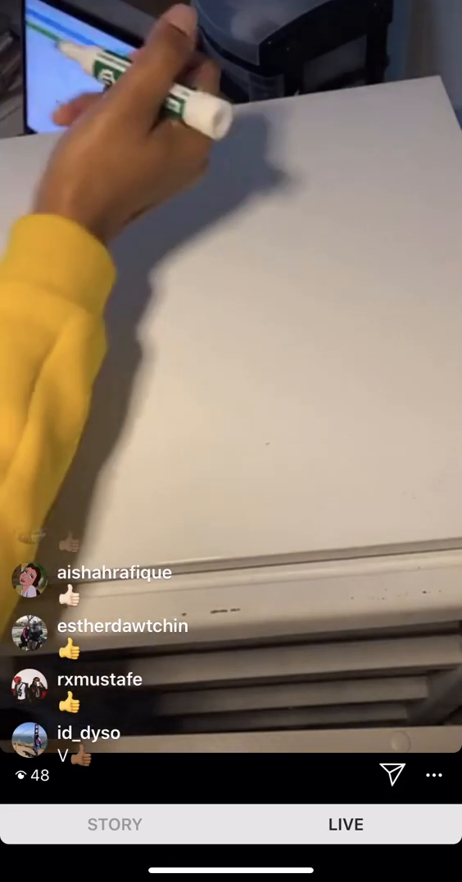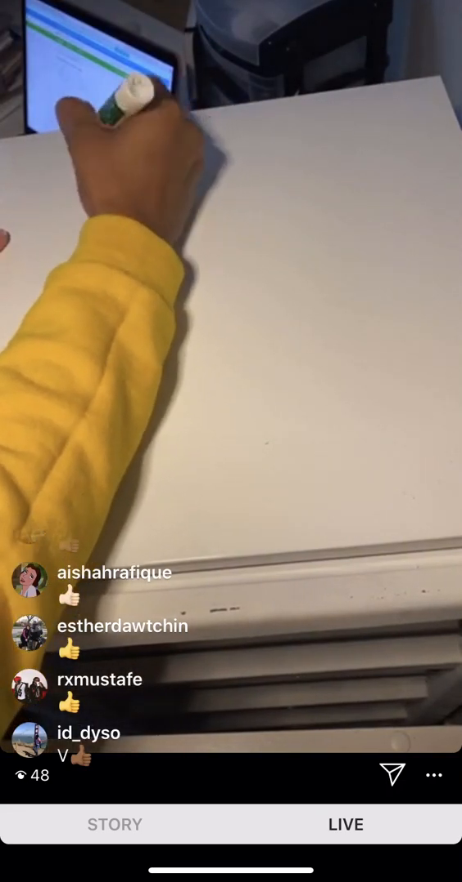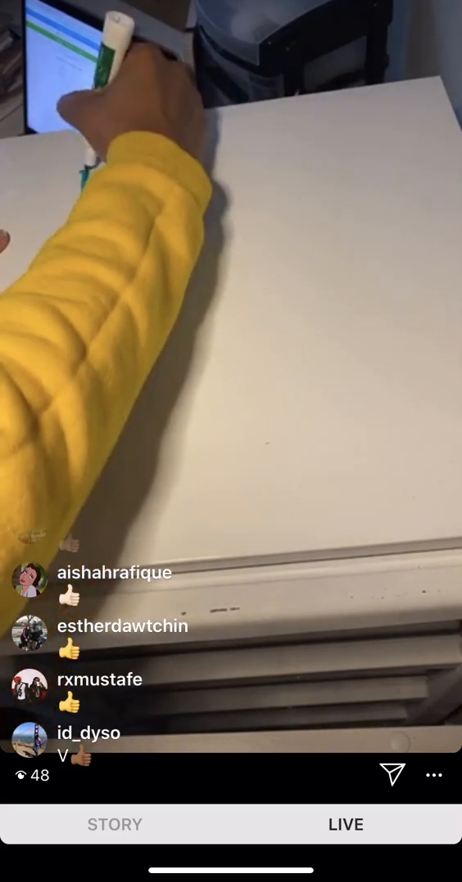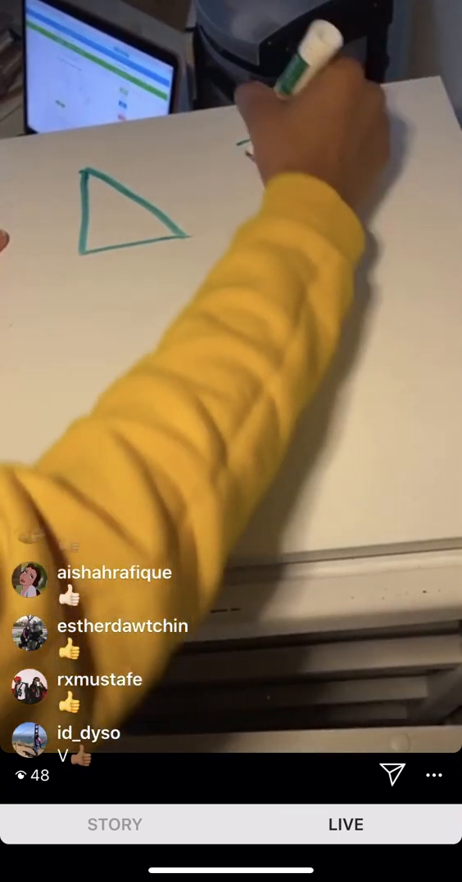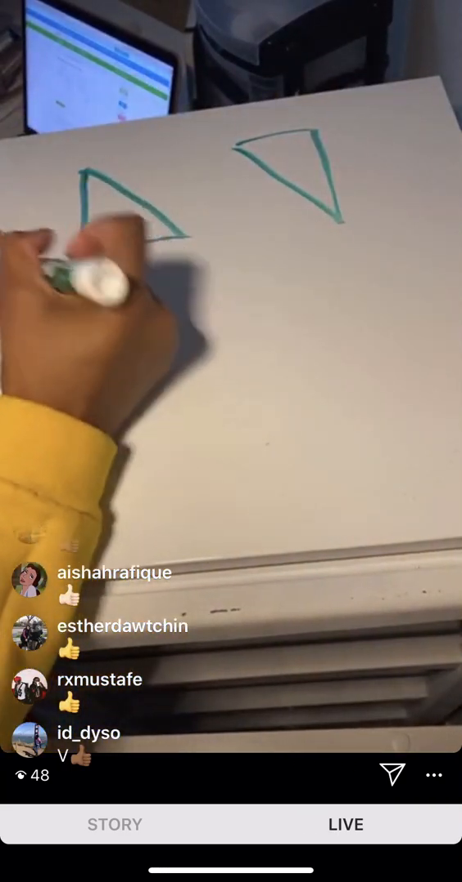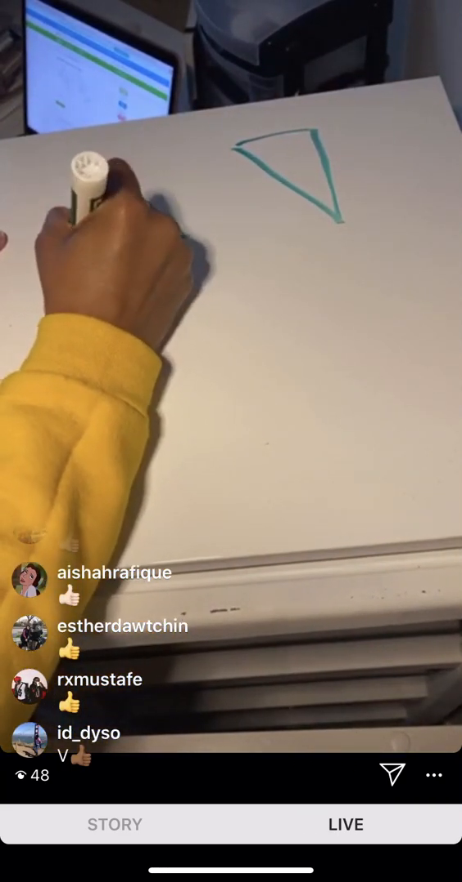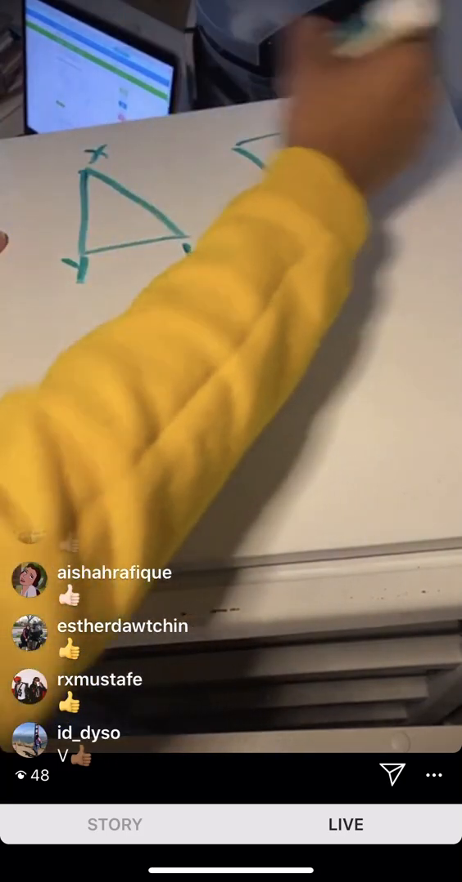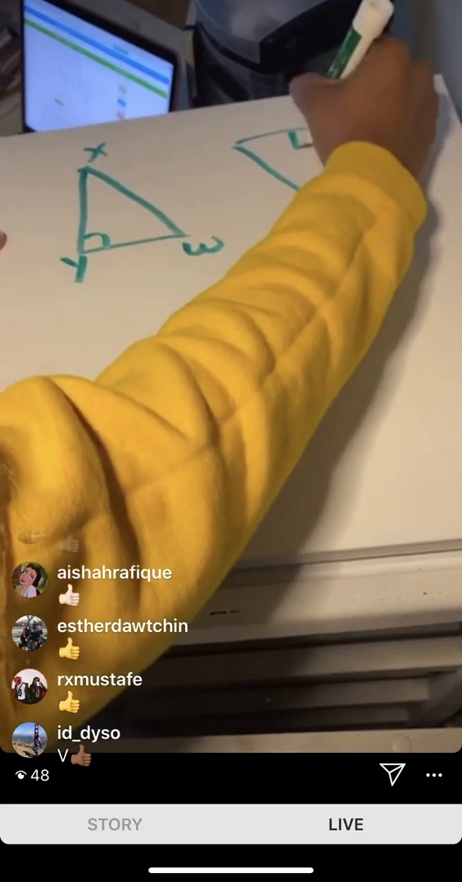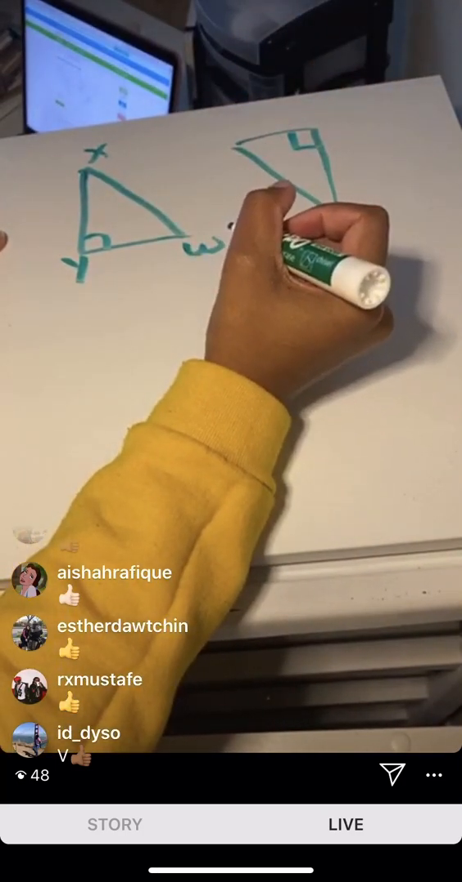Okay, let's try another one. They might try to draw the triangles opposite ways, and that's cool. We are not going to be stressed about that. Just remember where the hypotenuse is.